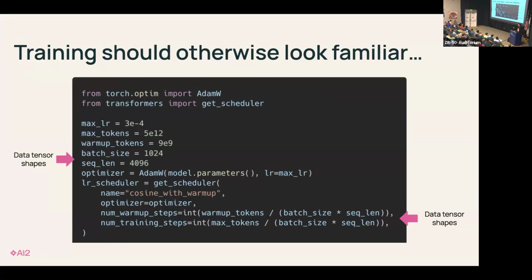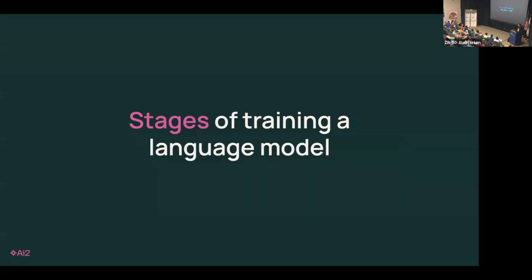Besides this, everything should be super familiar to what you're used to. Training code looks kind of like this. You input the dimensions of your tensors, and everything looks like standard training code. That's it. That's all the primer you needed. Now everything else from here should be hopefully pretty straightforward.